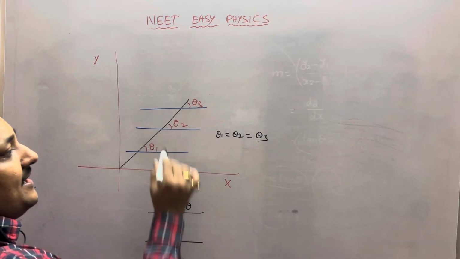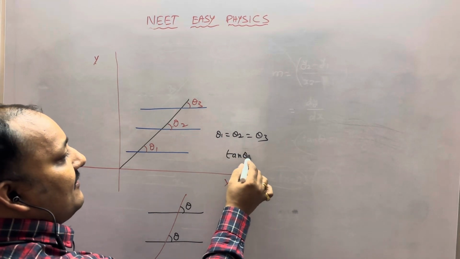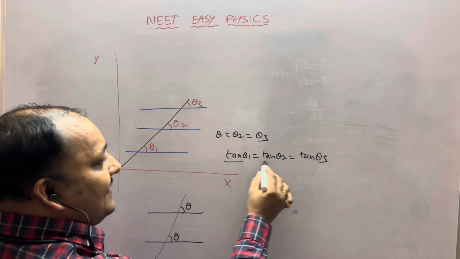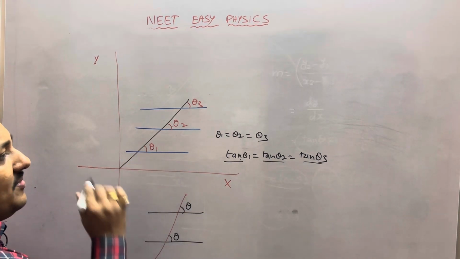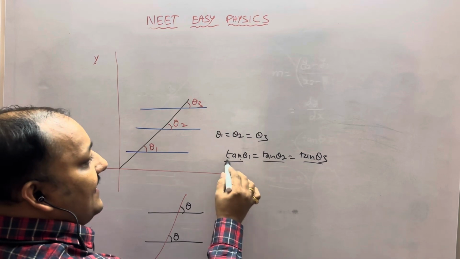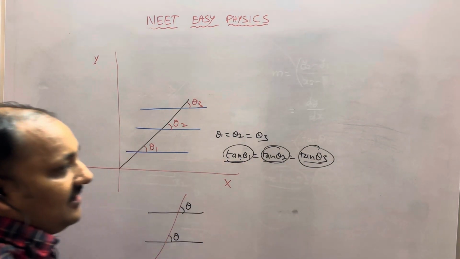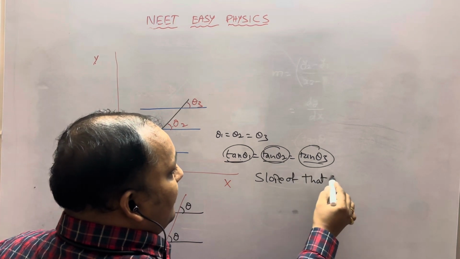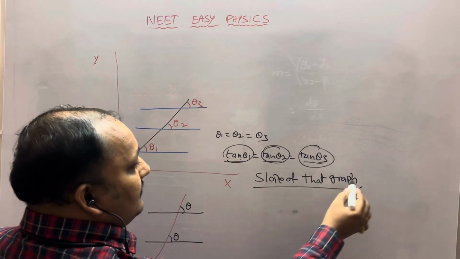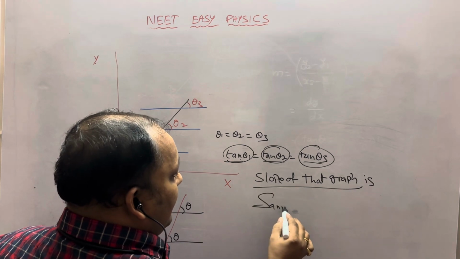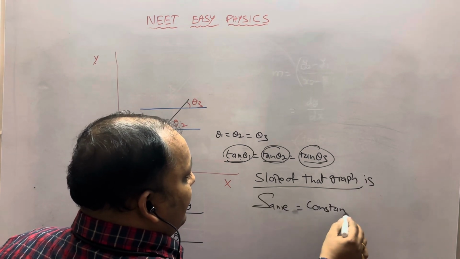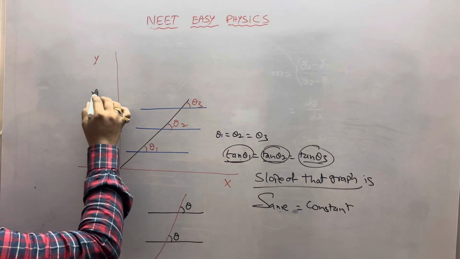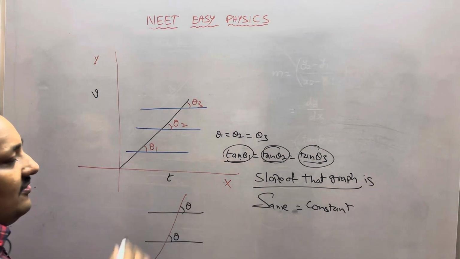So if thetas are the same, what will be the same? Tan theta 1, tan theta 2, tan theta 3. What did I say about tan theta? Tan theta is nothing but the slope of this graph. Now for this graph, if tan theta 1, tan theta 2, tan theta 3 are equal, what will be equal? The slope of that graph is the same. That is nothing but constant. Slope is constant. Let us assume on the y-axis you are taking velocity, on the x-axis you are taking time.